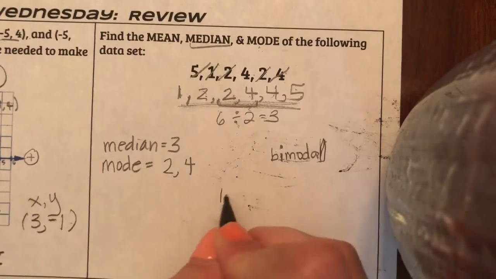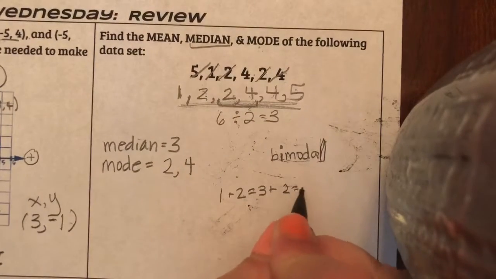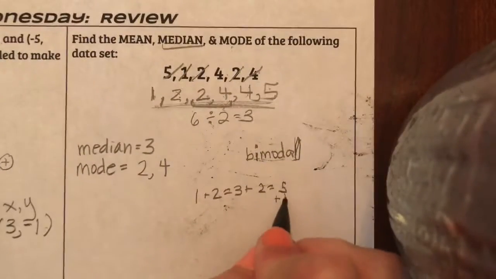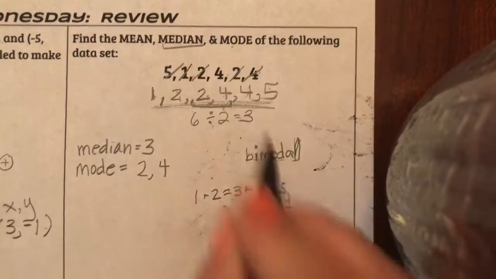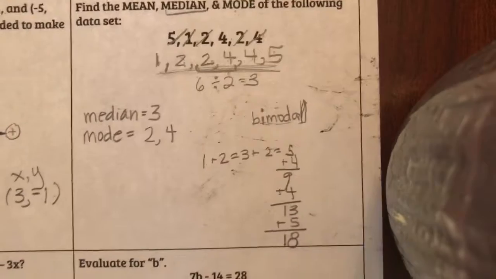1 plus 2 is 3. Plus 2 is 5. Plus 4 is 9. Plus 4 is 13, plus 5 is 18. Oh, that gave me a nice round number.